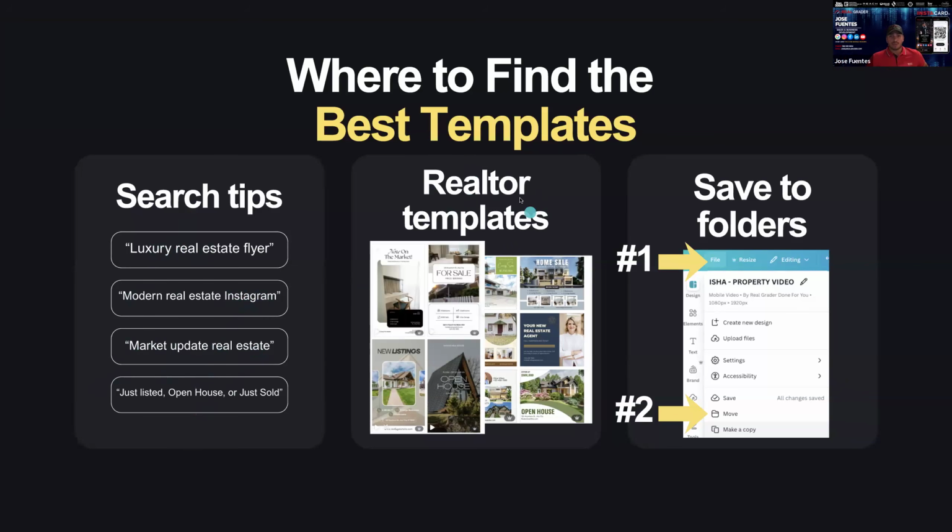Then you want to find your realtor-specific templates. Once you find the ones that stick out the most to you, the ones that are maybe the most relatable for your area and for the type of content that you're creating, you're going to want to grab those templates and save them to your folders. The way you're going to do that in Canva is there's a file button on the top left, and you're going to click on that, and then go to where it says save right here.